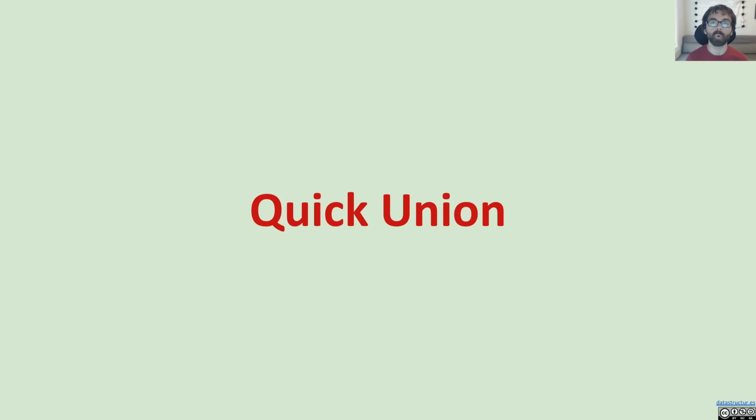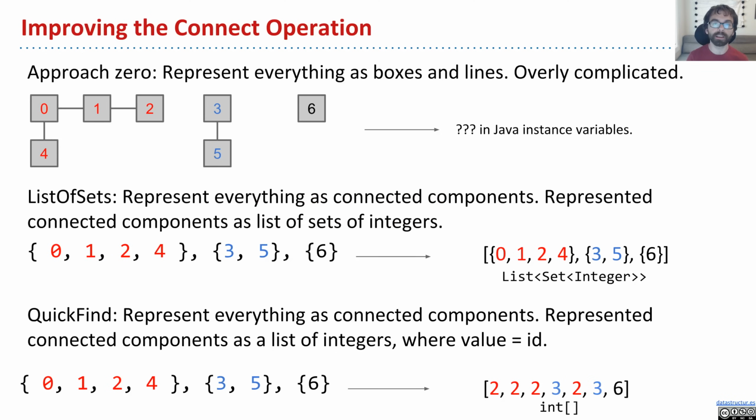The next approach we'll work on is something often known as quick union. So I'm going to summarize the approaches we've had so far. Approach 0 was, let's represent things as boxes and lines and somehow keep track of each individual line, but we ended up not getting anywhere with that, and I didn't even tell you what those Java instance variables might look like. This is way too complicated.